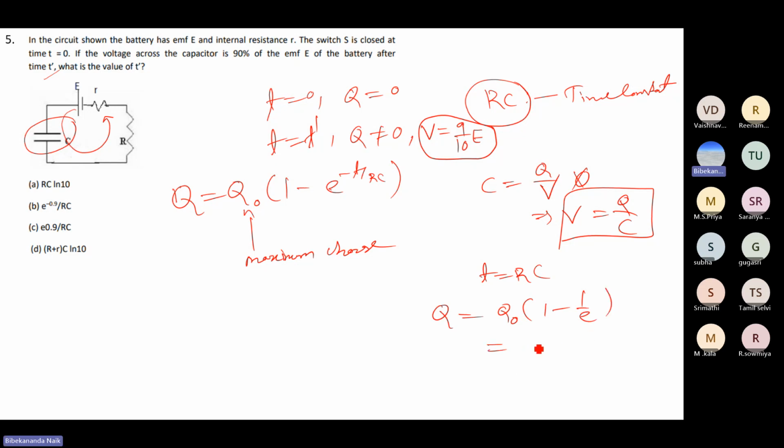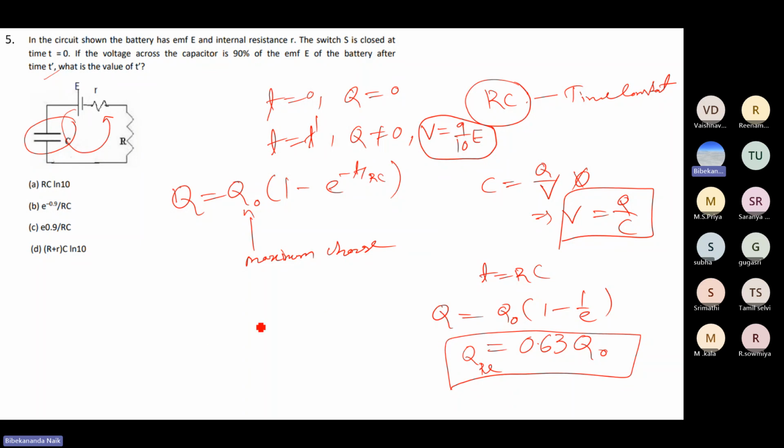So 1 by e is 0.37. So it will be 0.63 Q0. So this time constant RC is defined as the time required to charge the capacitor to 63% of its maximum charging capacity. So this is the time constant RC. So this is the basic definition of RC. I had discussed it yesterday. You can refer to that lecture. I have already uploaded it on my YouTube channel, and you already have the link.